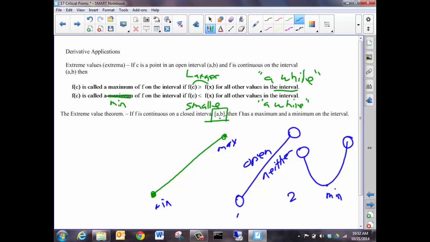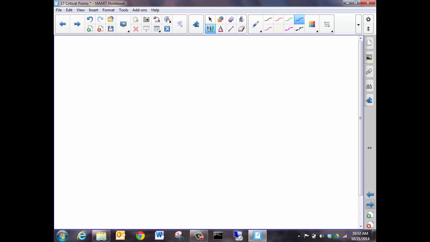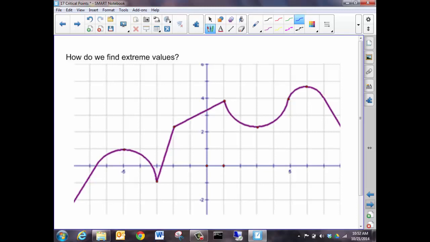All right. The real question is, how do we find the max and the mins? That's where the calculus comes in. How do we find the max and the min? So let's go back to our graph again, and I think y'all know this already. But what did we determine a while ago was true of all of these max and min?